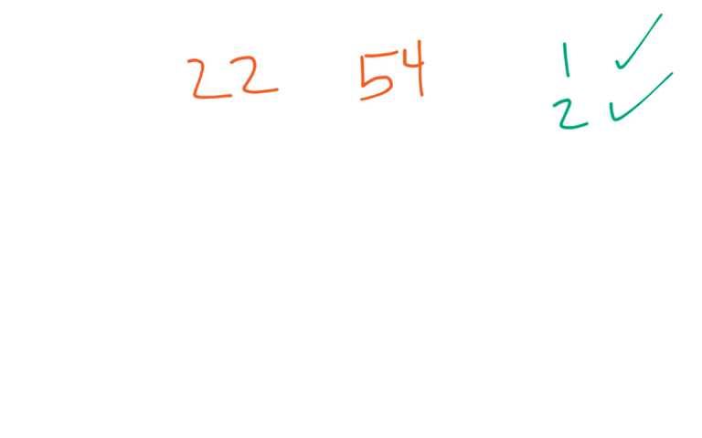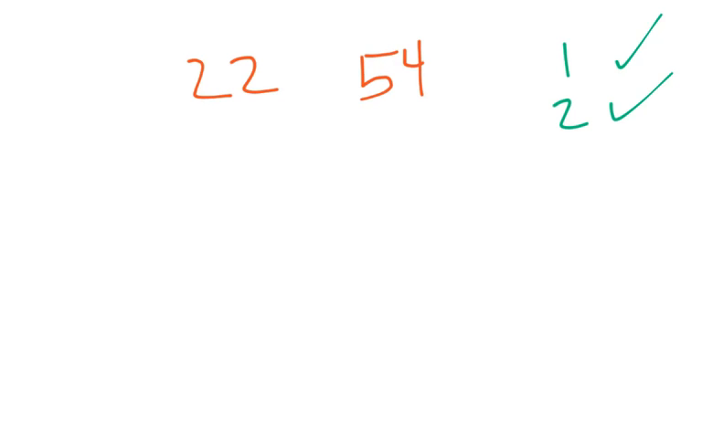So for example, let's say we've got the number 22 and we have the number 54. What's the greatest common factor between the two of those? Well, is 22 divisible by 1? Yep. Are both of them divisible by 1? Yep. Are both of them divisible by 2? Yes, they're both even numbers. Are both of them divisible by 3? No. What about by 4?